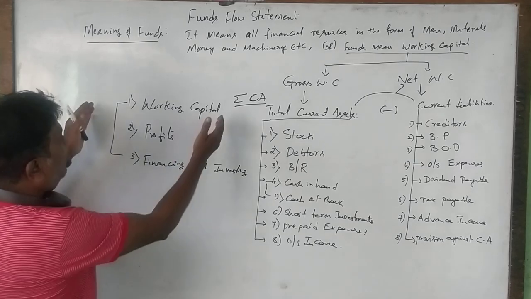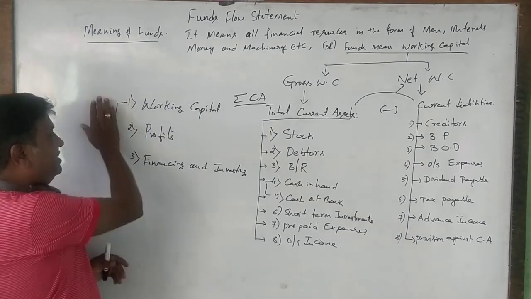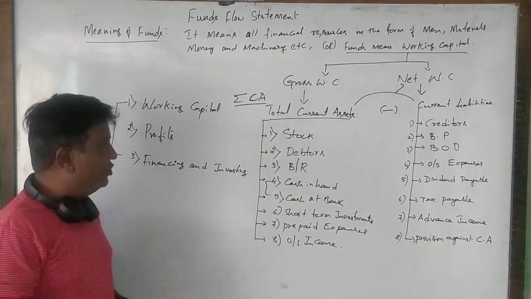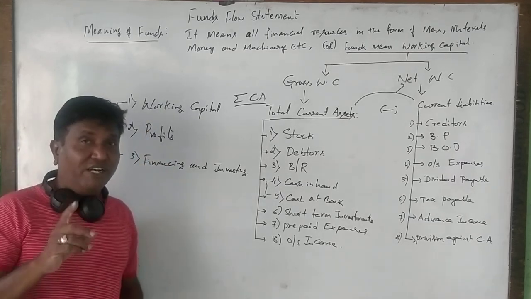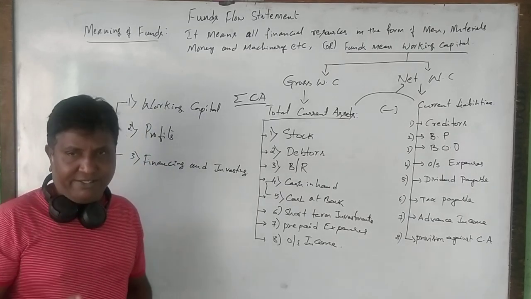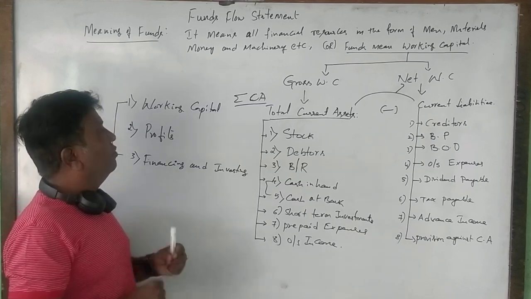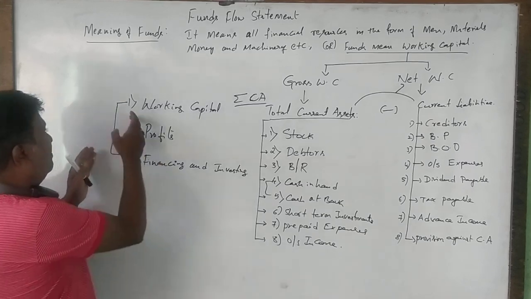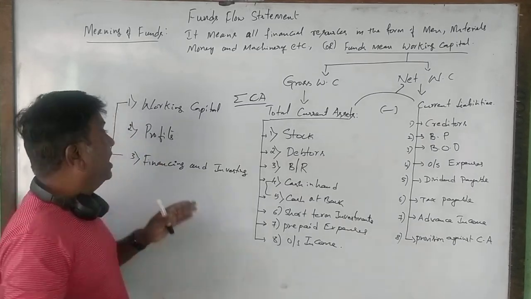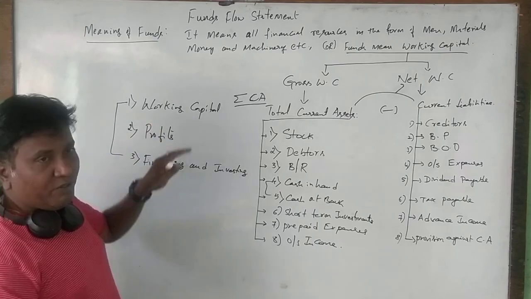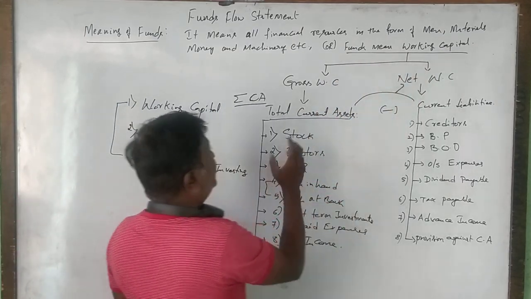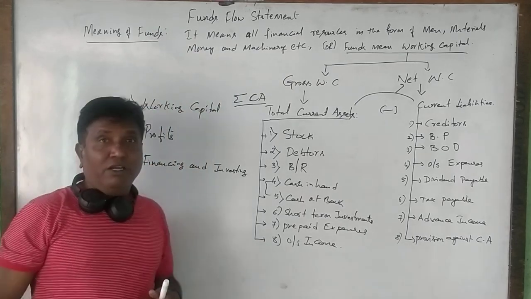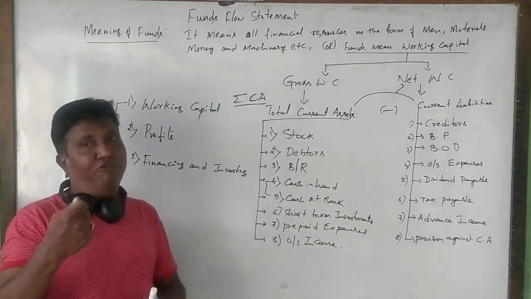Now, if you prepare and understand these three steps or three major activities, you will definitely understand the funds flow statement very easily. Now, what we are going to learn is the first activity: how the working capital changes, which leads to the flow of funds.